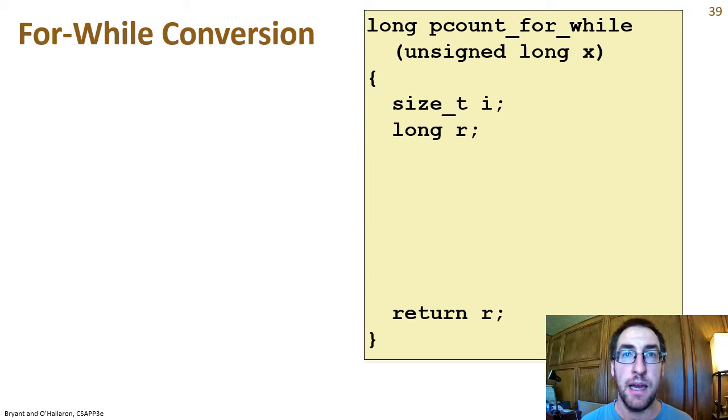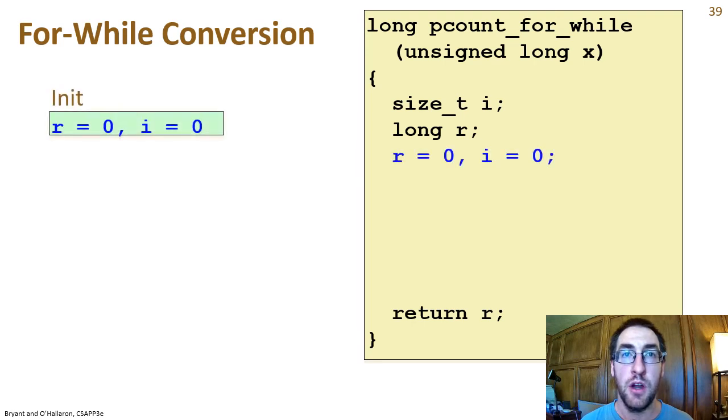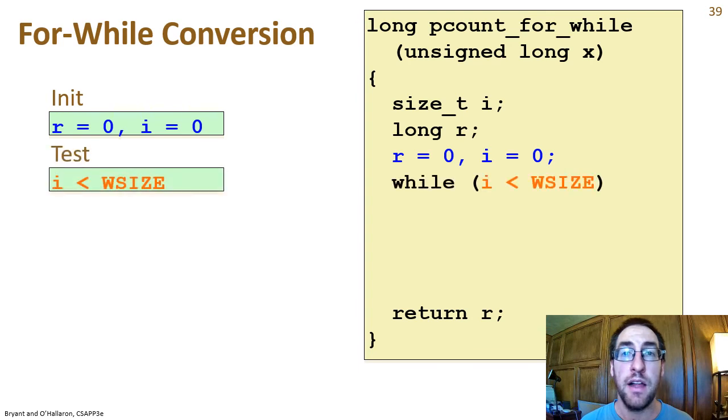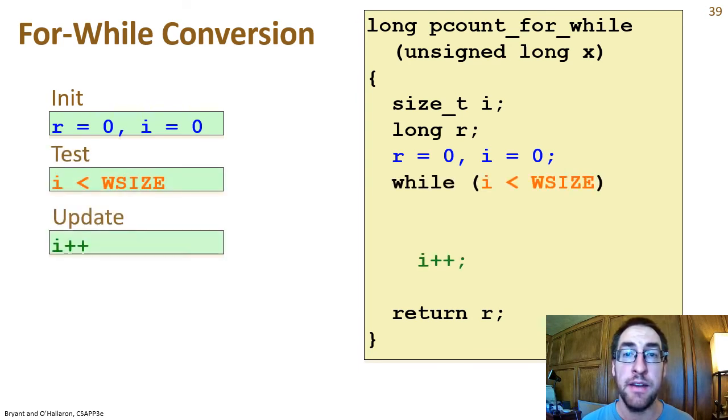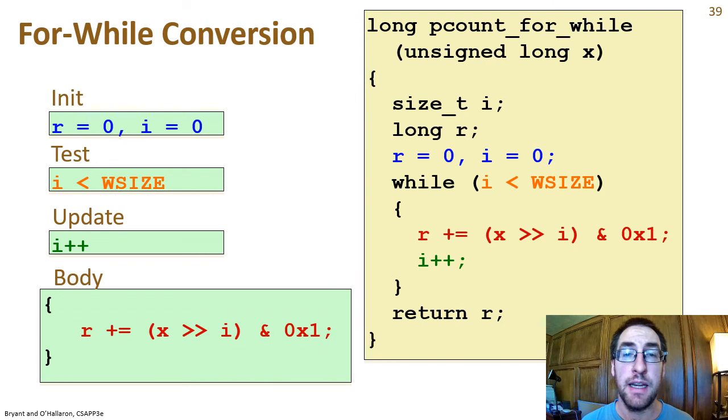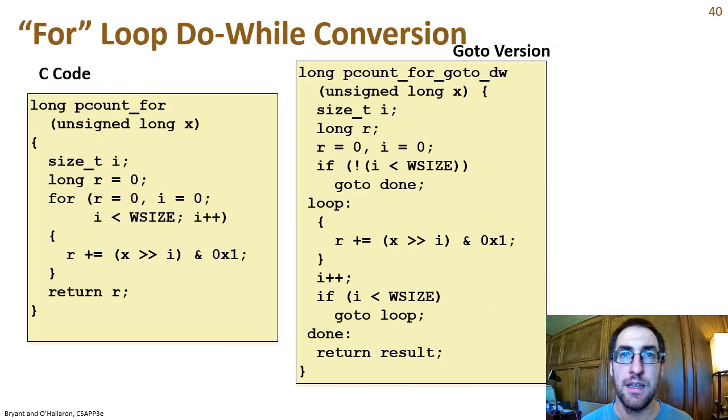So we can convert the popcount for into a popcount while. The init statement will go first, before the loop starts. Then we'll add the while statement with the test. We're going to put the update at the end of the body, so I left a little space here. And we add the loop body with the update at the end. From here, we could generate any of the while Goto transformations, and then the assembly code is straightforward.